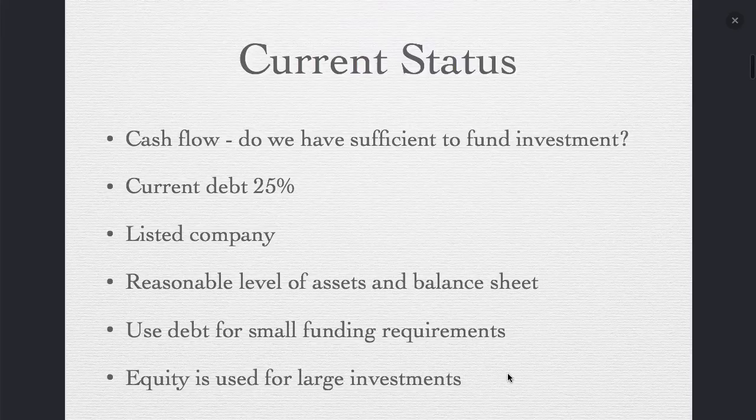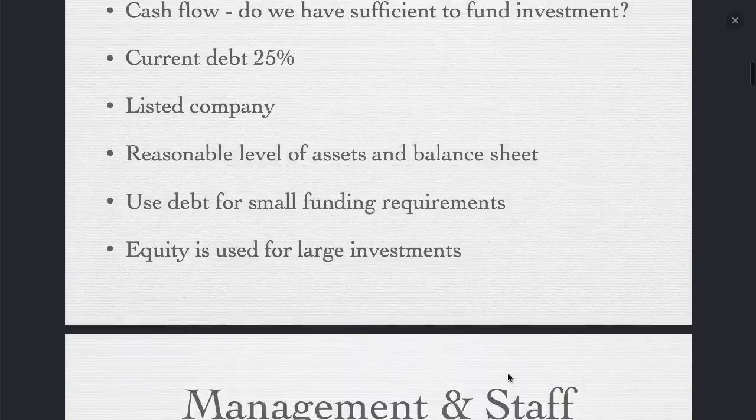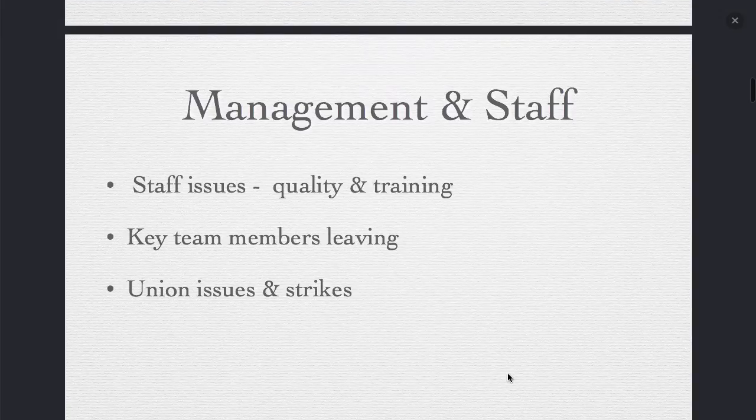What is the current status? So what is our current cash flow? How does it look? Do we have sufficient to fund investments? It's a listed company. We have a debt of about 25%. Reasonable level of assets and balance sheet. So we can use equity, which is used for large investments, right? That's what we were saying, matching concept.